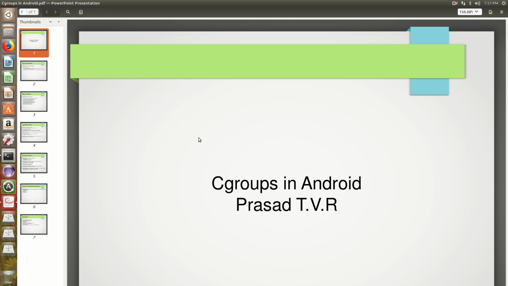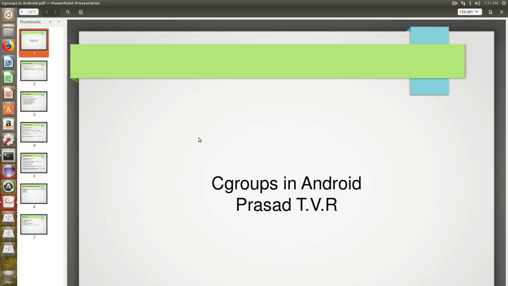Today we are trying to understand cgroups in Android. What we are trying to understand here is, where does Android use cgroups? What does Android use cgroups for? So, what is cgroups?